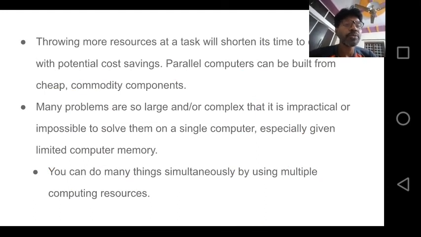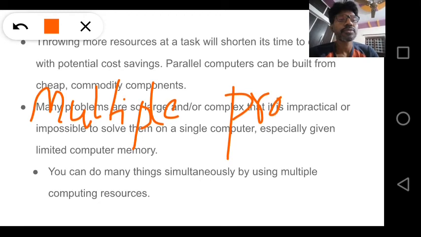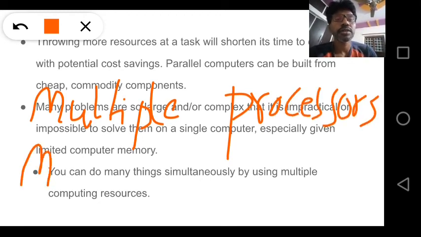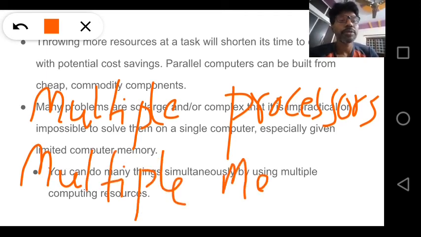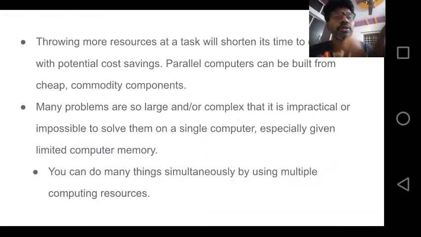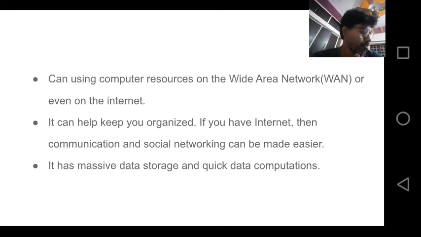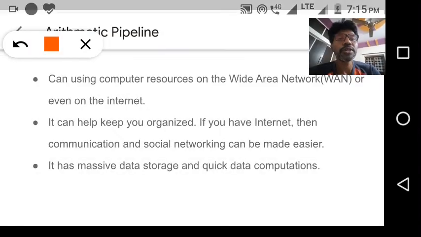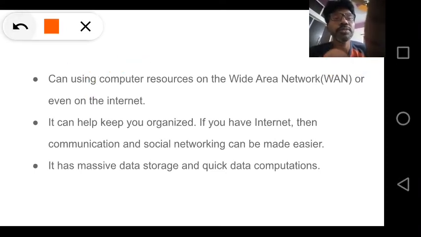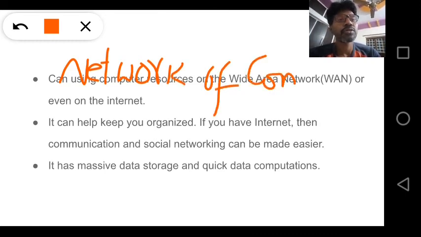So you can do many things simultaneously by using multiple computing resources. Multiple computing resources means having multiple processors and multiple memories. You can also use computer resources on a wide area network or even on the internet. I tell you, parallel computing can also be achieved by using a network of computers. The better word, rather than group of computers, is network of computers.